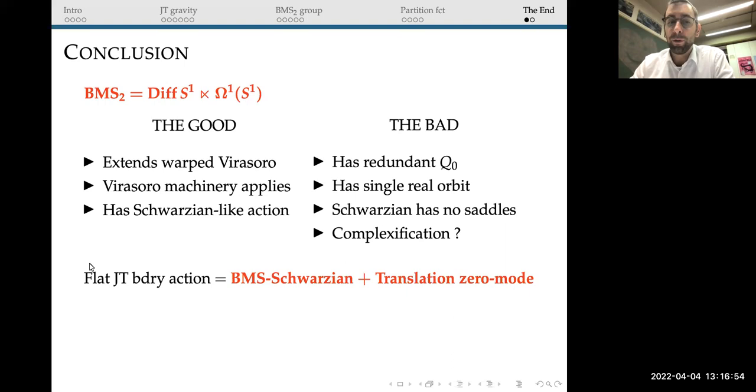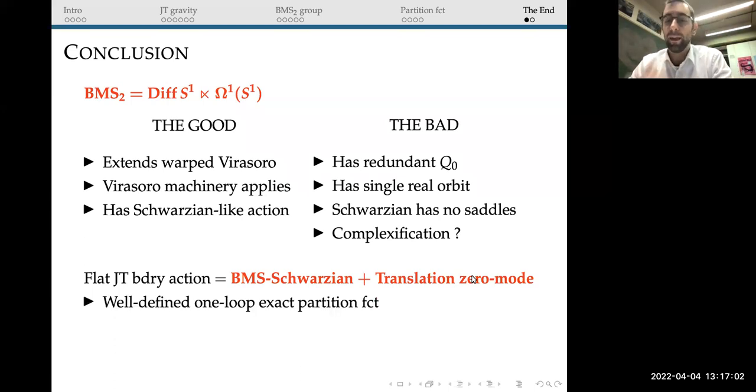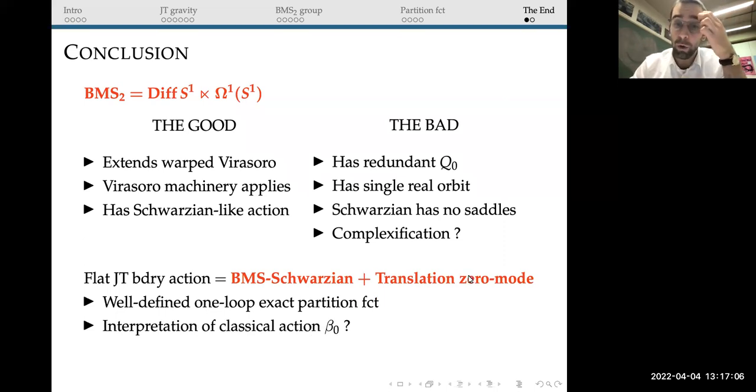Relatedly, we also saw that the flat JT boundary action is in fact the BMS-Schwarzian plus a crucial zero mode, which to begin with ensured the existence of a saddle point. And that in turn gave rise to a well-defined one-loop partition function, although I was unable to interpret this beta knot in that case as an invariant. So this is partly a story that works, but it's also partly a story in progress, in the sense that there are a lot of questions that still remain to be addressed.